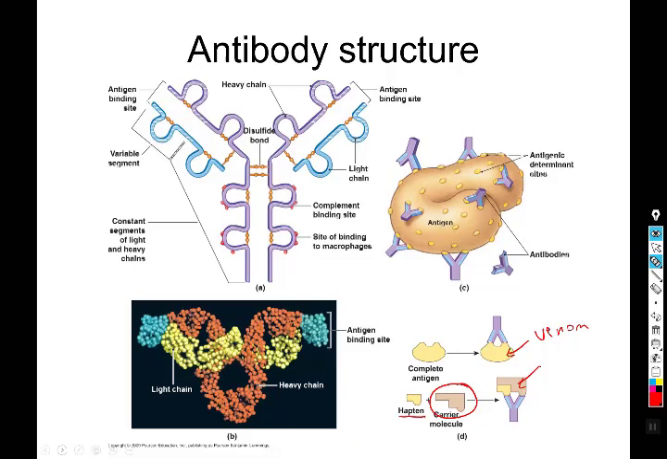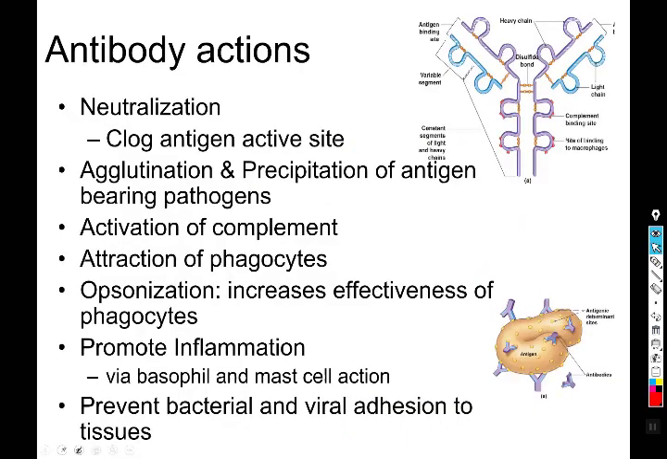So urushiol, which is a plant compound present in poison oak and poison ivy, is a hapten. So when it complexes with certain things, it sensitizes you, and then you get a reaction to it, which is that horrible, awful, itchy rash.